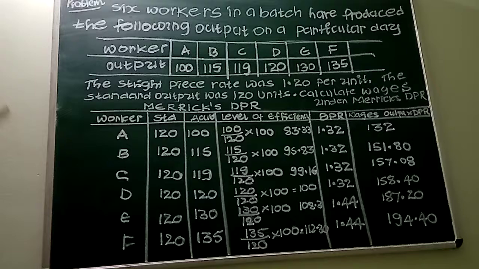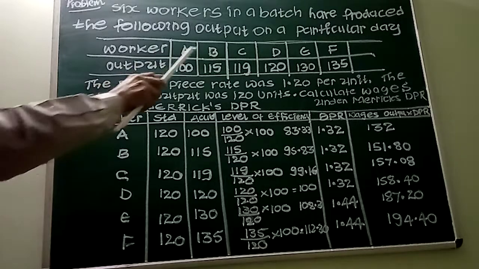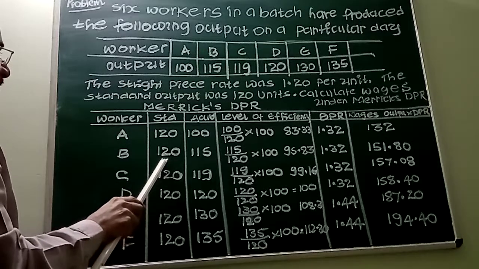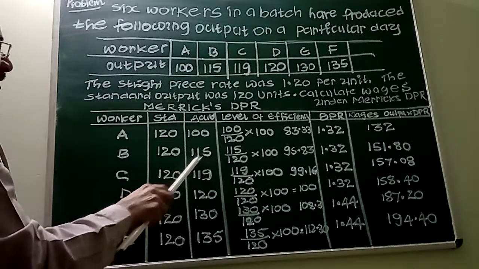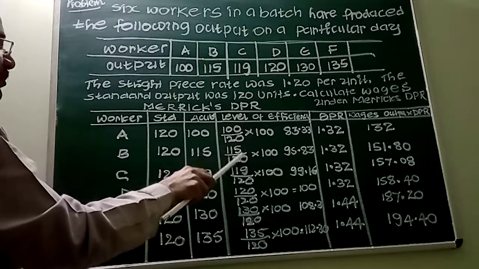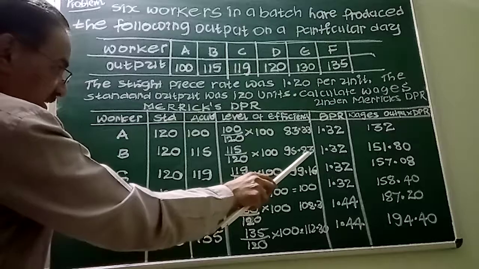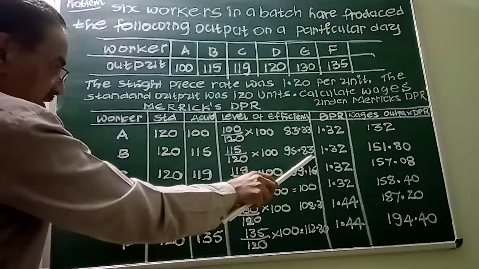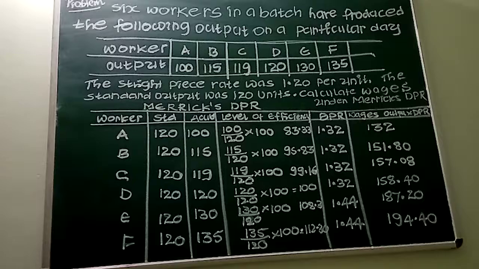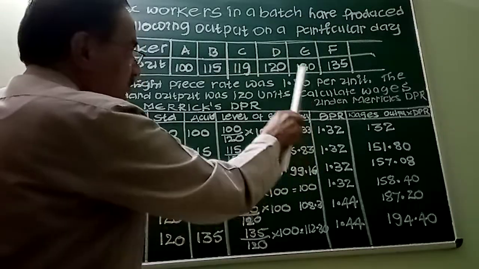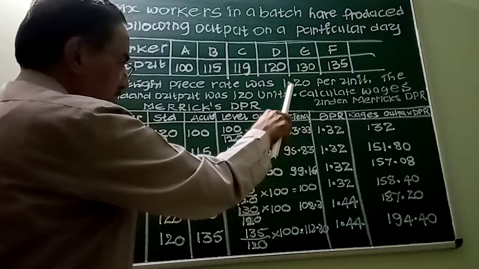Coming to the second worker B, the standard output is 120 and the actual output is 115. 115 divided by 120 into 100 is 95.83%. Since his efficiency is more than 83%, he will also be paid 110% of the standard rate, 1 rupee 20 paisa.